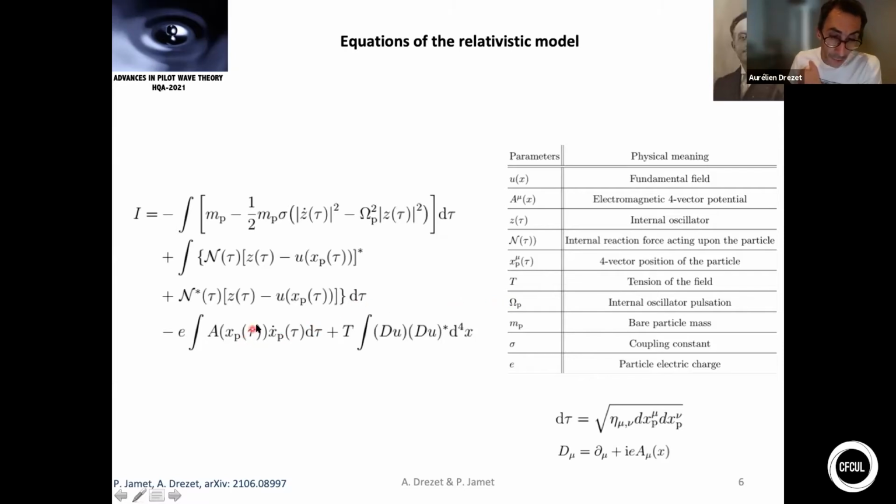There are also two parts in the action which are quite easy to understand. This one is an interaction between the particle, the center of mass, and the electromagnetic field, so an external electromagnetic field. And here there is a Lagrangian term for the field. So it's a kind of D'Alembert-Klein-Gordon equation, something in between. I will come to that a bit later.